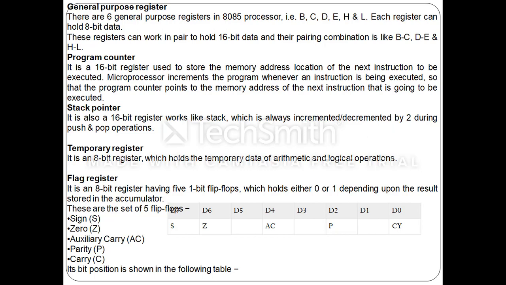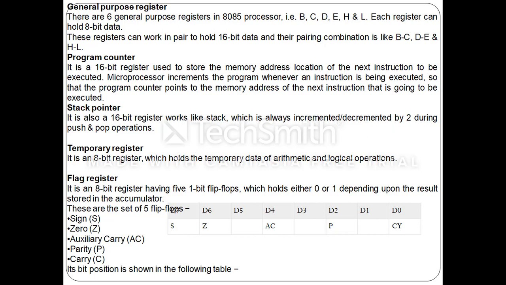Next is the program counter. It is a 16-bit register that stores the memory address location of the next instruction to be executed. The microprocessor increments the program counter whenever an instruction is being executed, so that the program counter points to the memory address of the next instruction that is going to be executed. So that is the program counter. Next is the stack pointer. It is also a 16-bit register. It works like a stack, which is always incremented or decremented by 2 during push and pop operations. Next is the temporary register. It is an 8-bit register which can hold temporary data of arithmetic and logical operations.